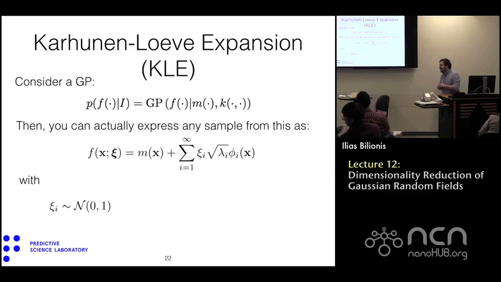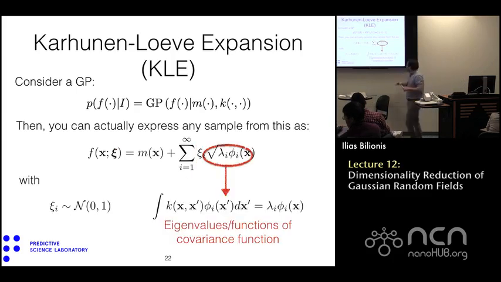So that's what the xi's are for a Gaussian process. They're just standard normal numbers. Infinite of them, however. And now what is this square root of lambda and this phi i? So these phi i's are some basis functions, which we're going to call eigenfunctions. And these lambdas are some values which we're going to call eigenvalues. And they're actually the eigenfunctions and the corresponding eigenvalues of the covariance function.